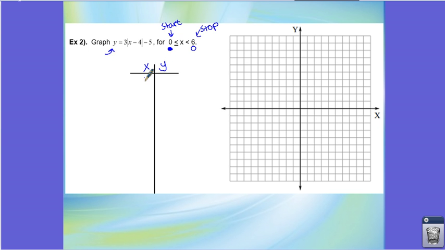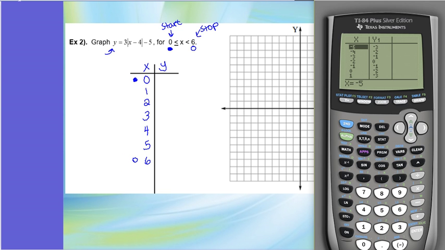I'm going to begin my table at 0, and I'm going to leave myself a note that this is a shaded circle. And I'm going to increase my integers until I get to 6: 1, 2, 3, 4, 5, and 6. But by 6, I'm going to put a reminder that it should be an open circle.